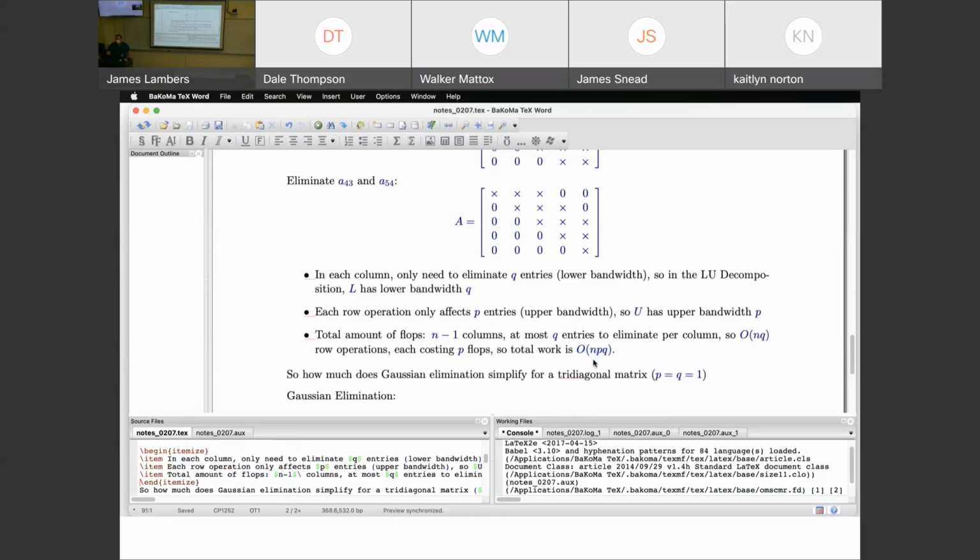Now imagine that the matrix is tridiagonal, so p and q are both equal to 1. Gaussian elimination, taking order n cubed operations in the general case, now takes only order n. That's true for a banded matrix in general with a small bandwidth that's independent of n. You shaved off 2 orders of magnitude, which is really unusual. That's very helpful for a lot of applications, such as solving differential equations, which we'll get into later on this semester.